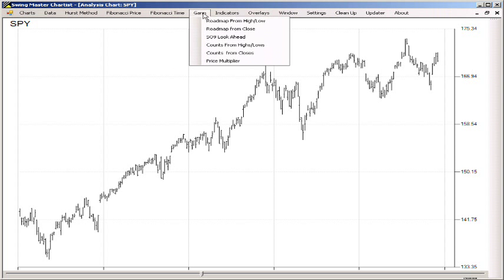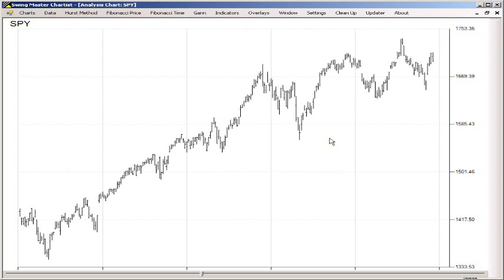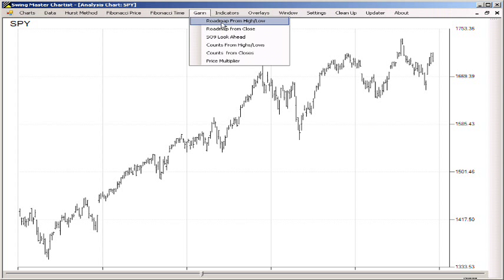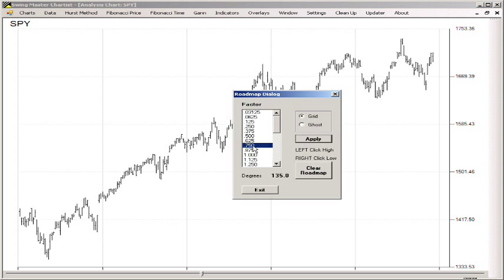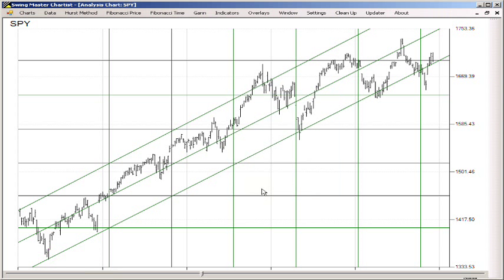So what we can do is go to GAN, and you can do a price multiplier. In this case, we're going to multiply by 10, and we've changed the SPY prices for the purposes of drawing a roadmap channel to the low to medium 4 figures. And this will work out about the same as we saw with the S&P 500. And we get the same type of channel.